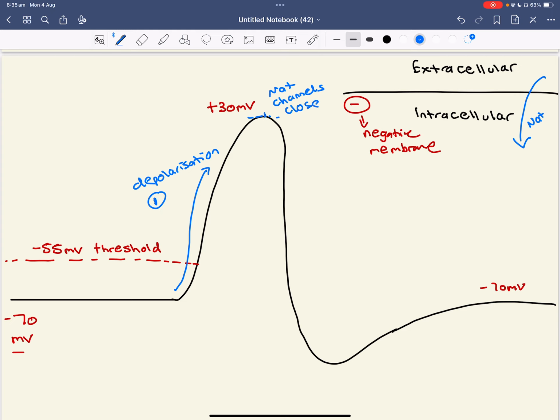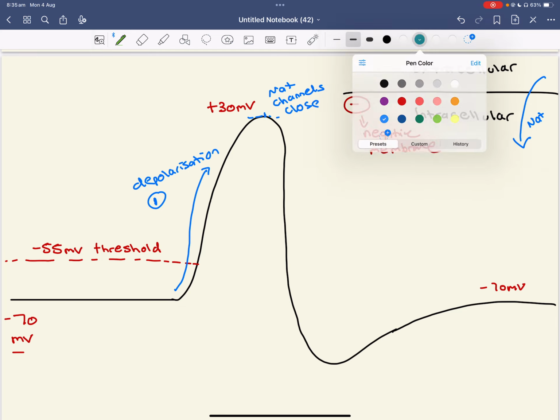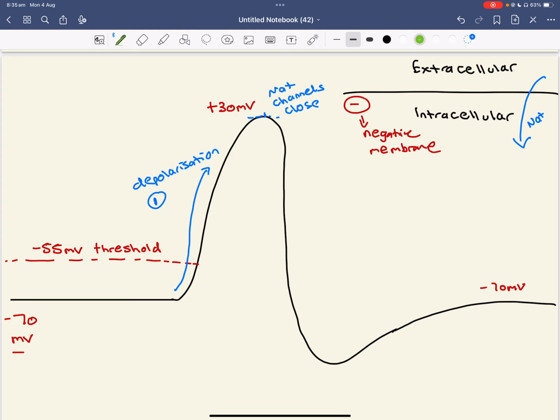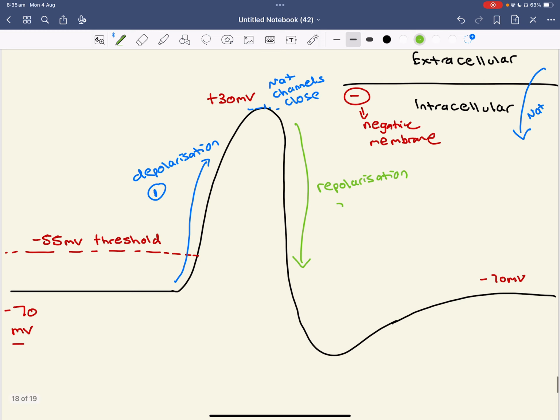Sodium channels close, and then this point here where we go down is called repolarization. We're going back to a difference in charge, the negative membrane potential. Repolarization is when potassium channels have opened, and potassium is rushing outside the cell.